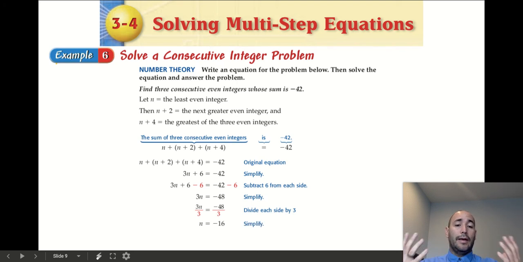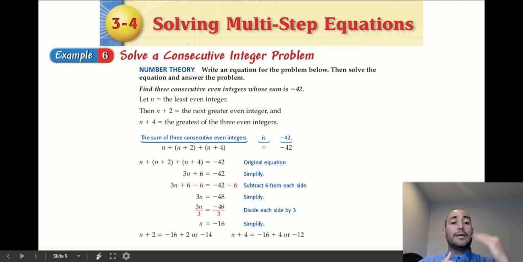So now I know that n, my original smallest number, is negative 16. So now to find the other 2 numbers, right, I would add 2. So n plus 2, so negative 16 plus 2. So that means the next number was negative 14. And then the other one was n plus 4, so negative 16 plus 4 is negative 12. So my 3 consecutive even integers, whose sum is negative 42, are negative 16, negative 14, and negative 12.